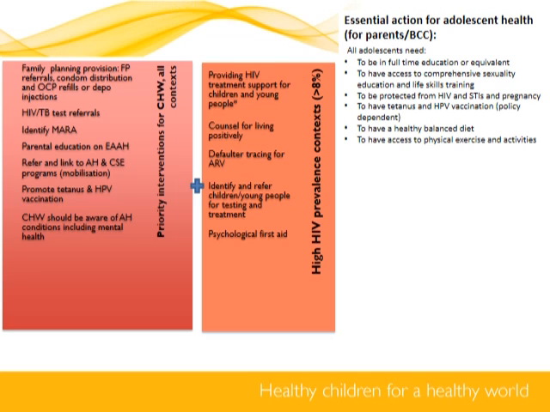They should be protected from HIV and STIs and unwanted pregnancy, have access to tetanus and HPV vaccination in accordance with the policy, have a healthy balanced diet and access to opportunities to do physical exercise and healthy social activities that encourage them to develop a sense of identity. So those are the ones that we're going to be focused on. However, there are also those priority interventions for family planning, HIV, and also particularly for providing HIV treatment support to young people.